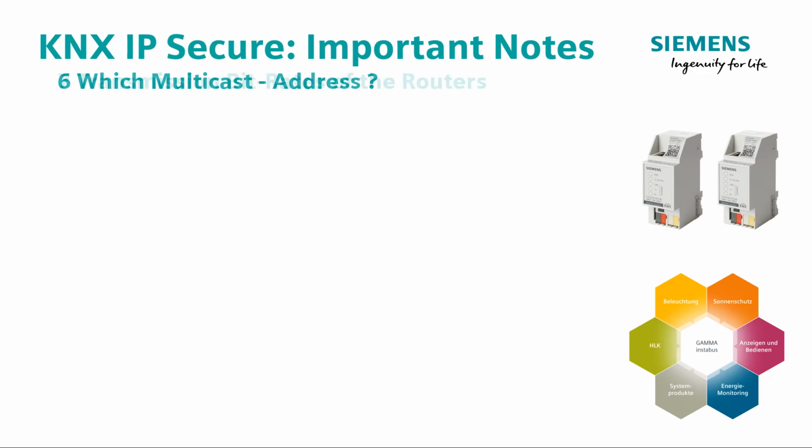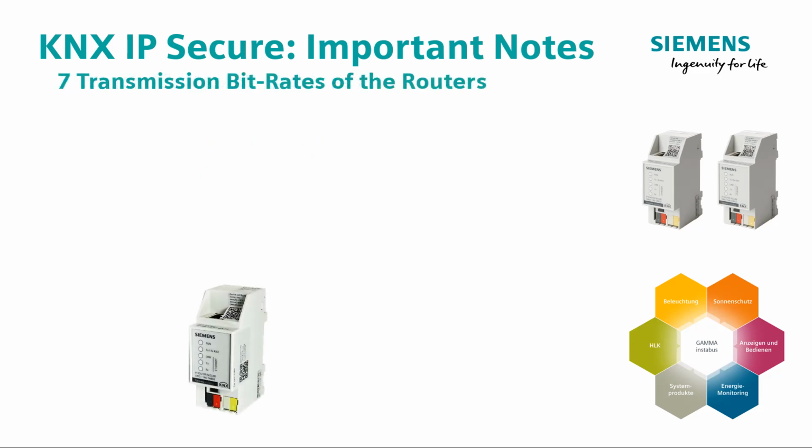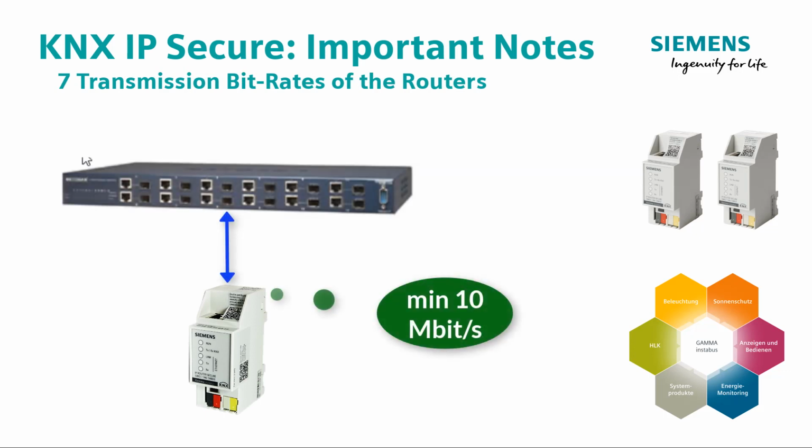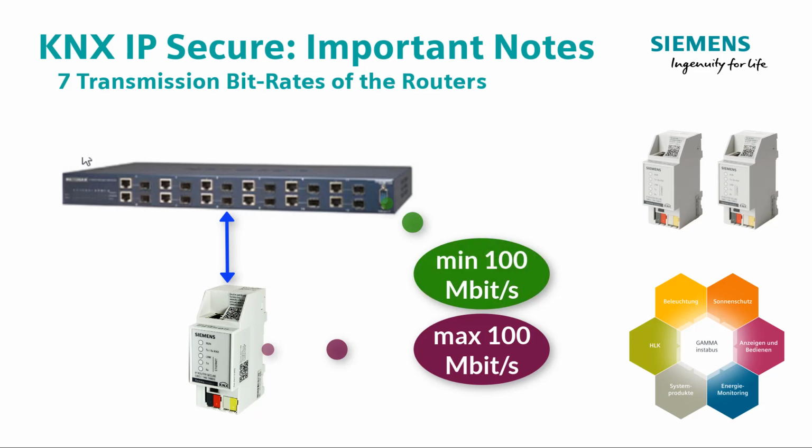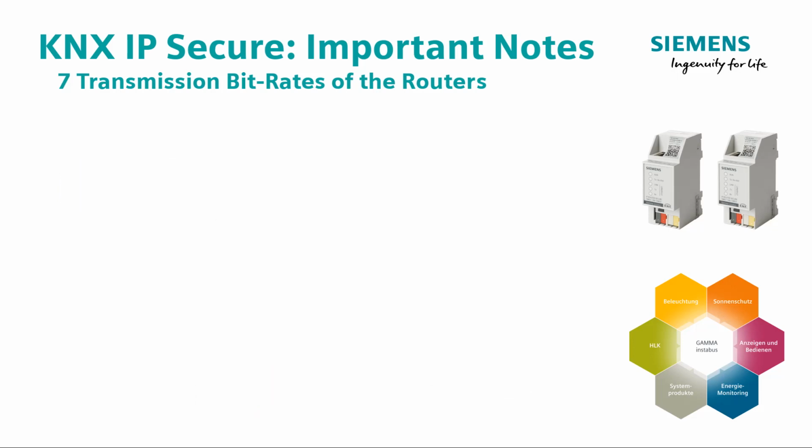7. Minimum data transmission rate: 10 megabit per second. The KNX IP Secure products can be used together with 10 or 100 megabit switches or routers. If switches or routers also support 1000 megabit per second, they must be able to automatically adapt to the maximum possible 100 megabit per second of the IP Secure products.